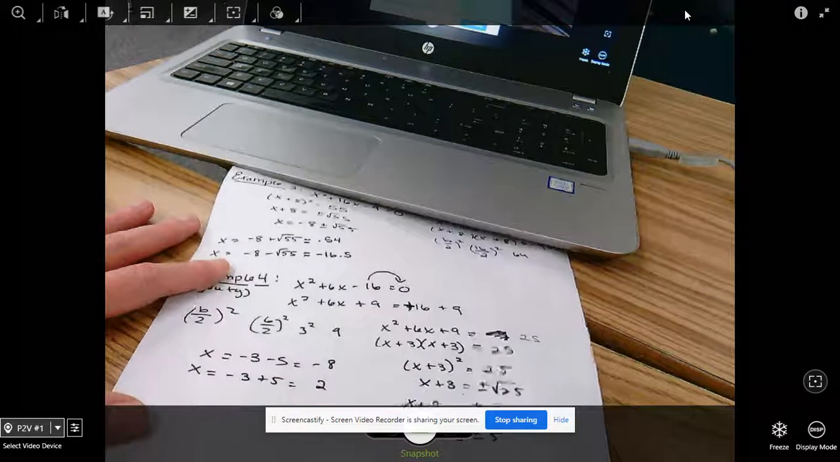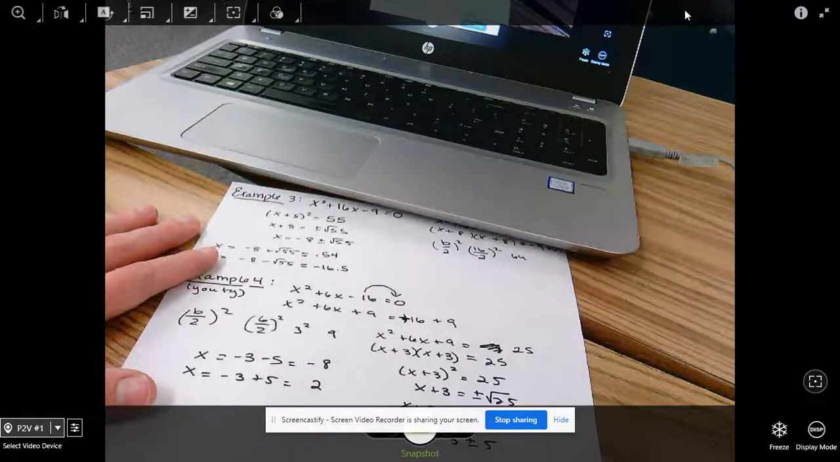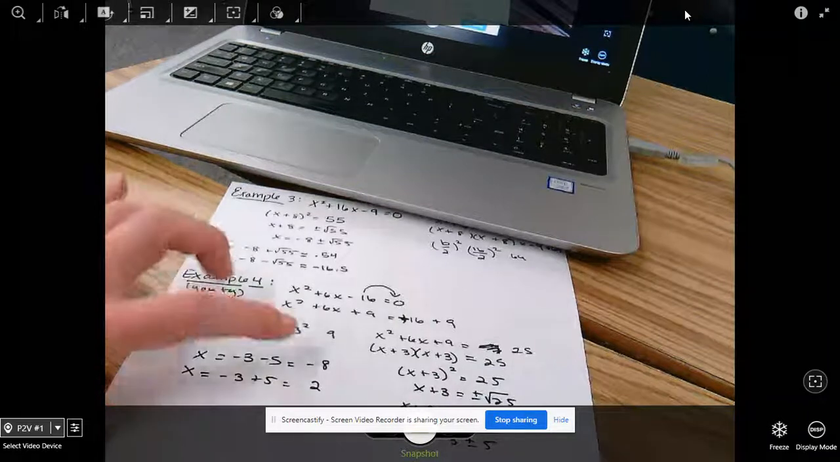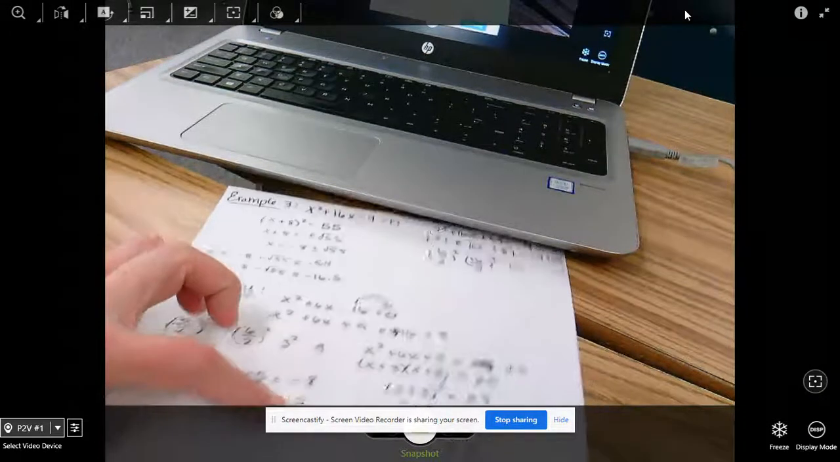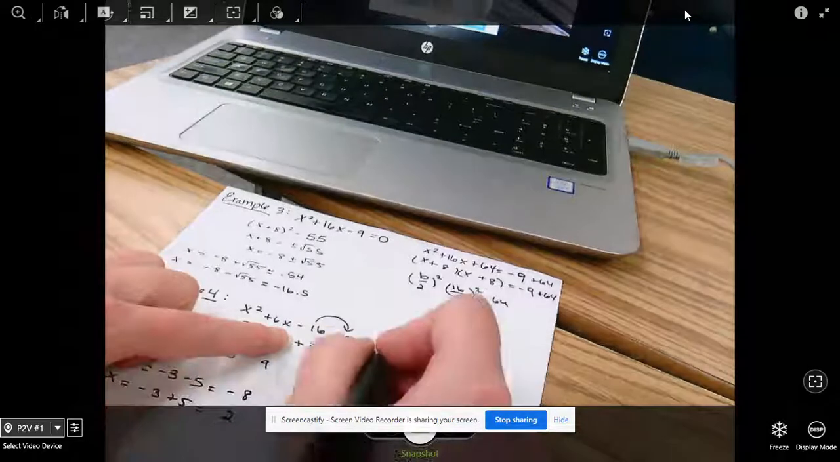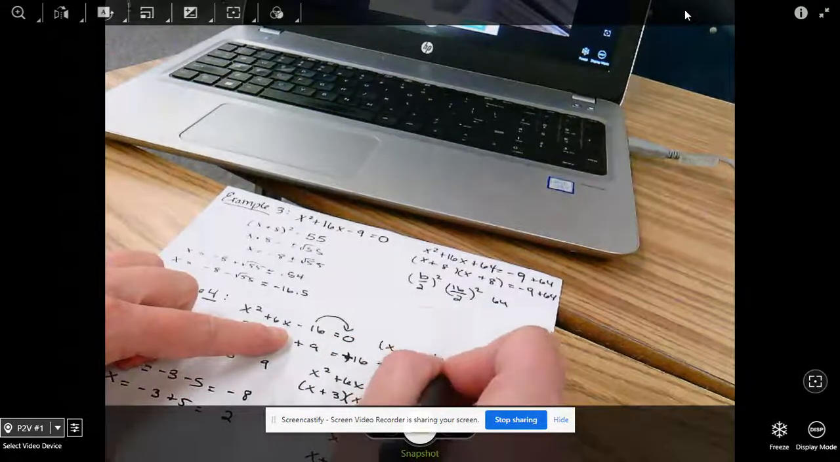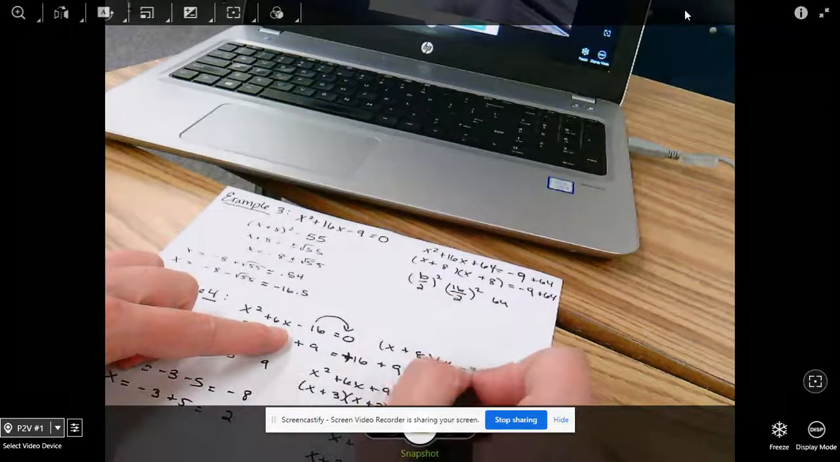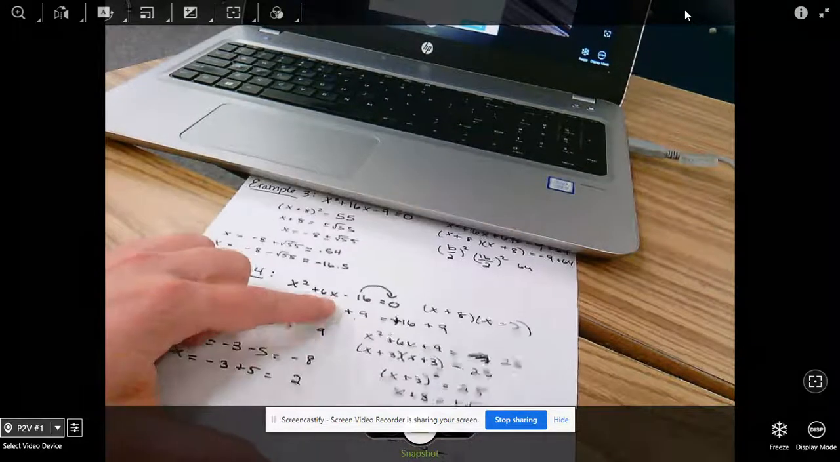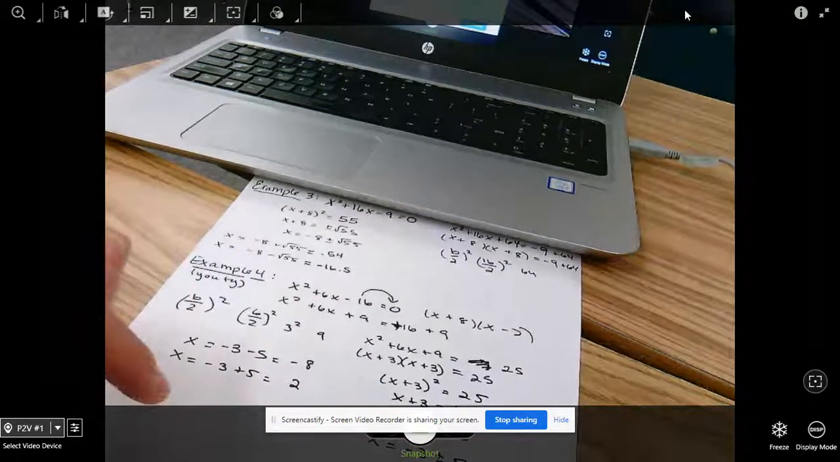Okay, so you should have gotten negative 8 and 2. You didn't get crazy decimals because if you were to get pretty answers, that means that this originally just could have been factored. It wasn't going to be a perfect square, but it would have been factored. But that's not completing the square. We just completed the square.